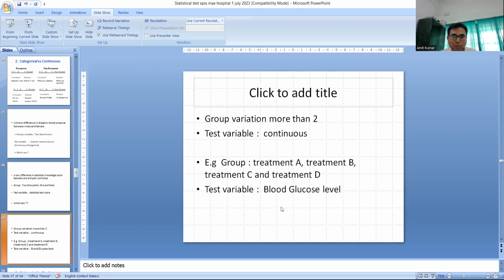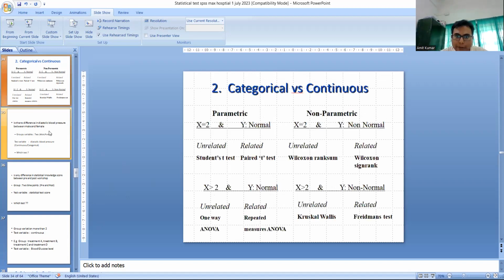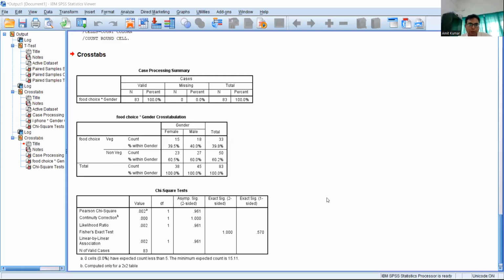Now I will go to SPSS to show how to do this analysis. So again, I will stop sharing this. Now my SPSS window is visible to everyone.